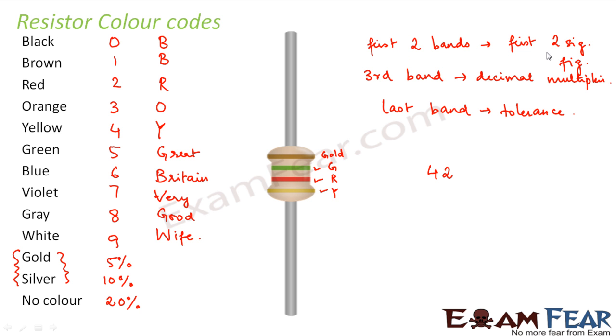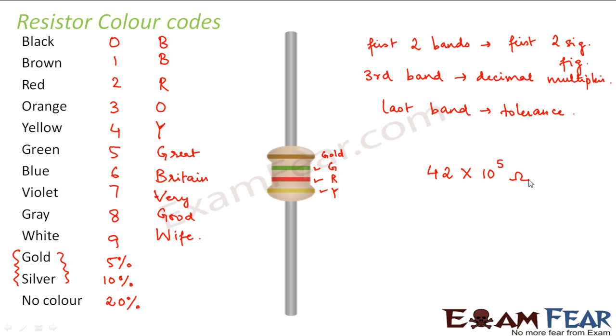So the first two bands represent the first two significant figures, and we got them. The third band is green, and green stands for 5. So what is this 5? 5 is the decimal multiplier. That means this into 10 to the power 5. So this 5 is determined by the third band.